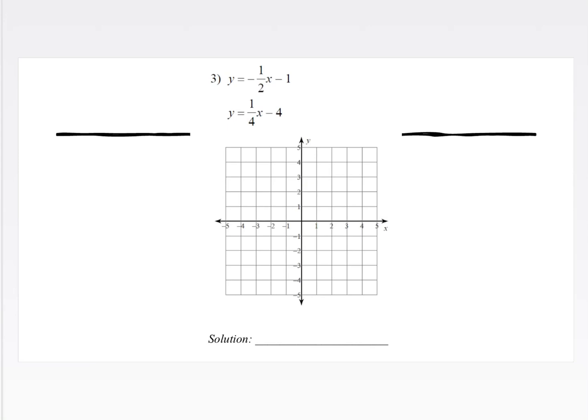Now for our final example, here I'm going to provide you with a graph. So I want you to use graphing. Our first equation, we have y equals negative 1/2 x minus 1. Already in slope-intercept form, so we're going to plot our y-intercept, which is negative 1. And then our slope is down 1 to the right 2, down 1 to the right 2 off the graph, or up 1 to the left 2 if we want to extend the opposite direction.